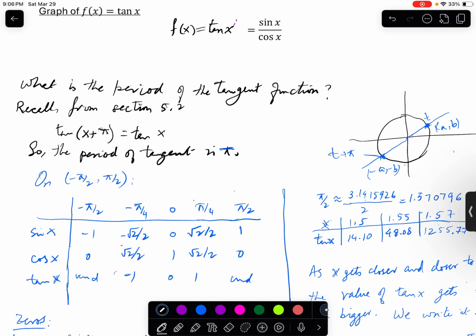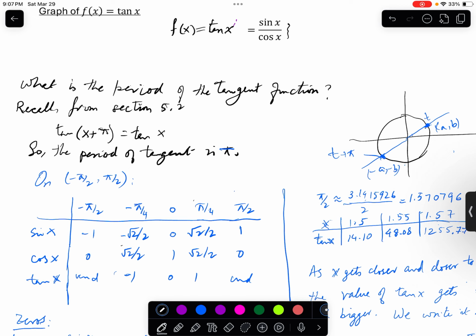Okay, so now we are continuing with section 5.3, 5.4. Today we are going to discuss the graph of tangent x. Remember, f of x is equal to tangent x, which is also equal to sine x over cosine x. So you see now that we have a fraction.